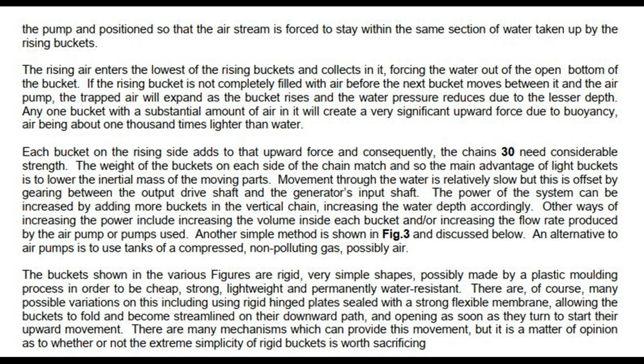The weight of the buckets on each side of the chain match, and so the main advantage of light buckets is to lower the inertial mass of the moving parts. Movement through the water is relatively slow, but this is offset by gearing between the output drive shaft and the generator's input shaft. The power of the system can be increased by adding more buckets in the vertical chain, increasing the water depth accordingly. Other ways of increasing the power include increasing the volume inside each bucket or increasing the flow rate produced by the air pump or pumps used. Another simple method is shown in Fig 3 and discussed below.